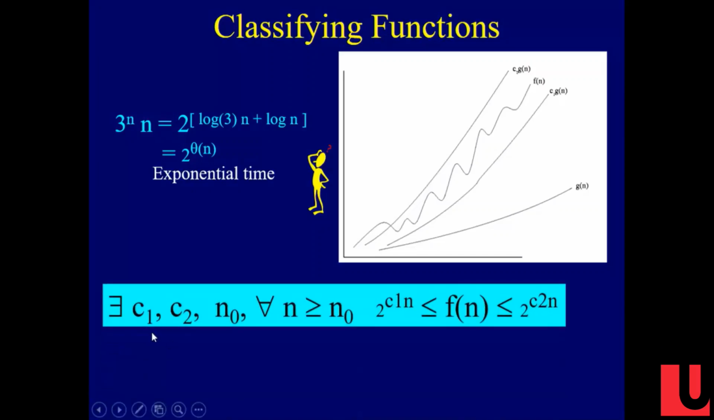Anyway, this is nice notation to mean exponential time. It means we got some constants so that f is sandwiched between 2 to the constant times n and 2 to the constant times n. It's sandwiched between them. Everybody got that?